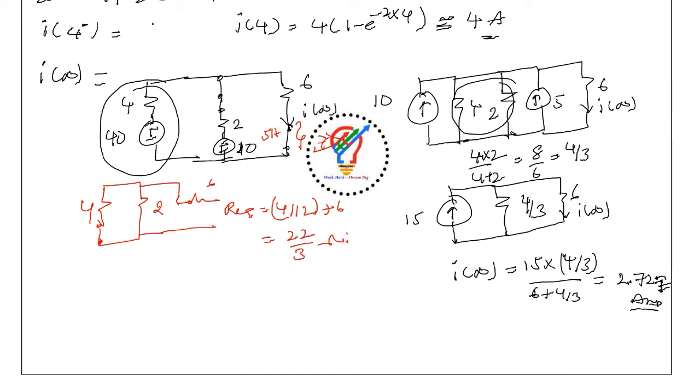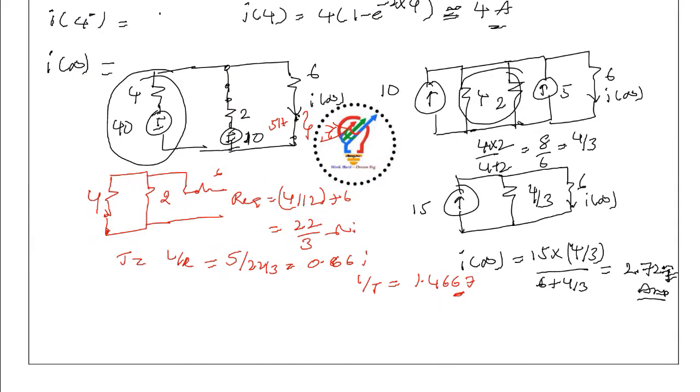ohms. So now tau is equal to L by R, is nothing but L value is 5 divided by 22 by 3, it will give some 0.66, so 1 by tau it will give 1.4667. Okay, so these are the equations we got here.